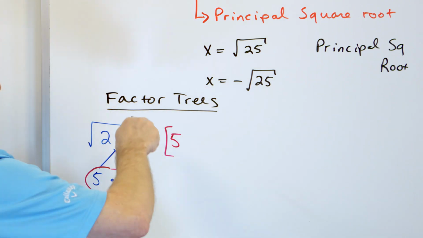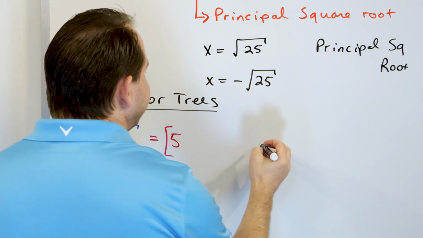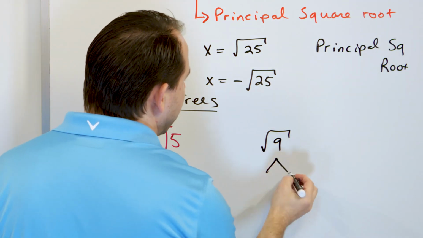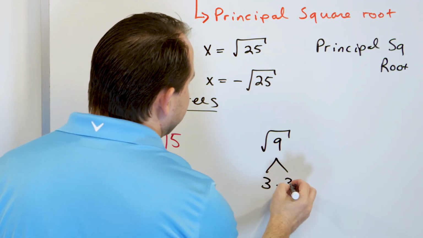So let's crank through. Now that you know the concept of a factor tree, let's go take a look at the square root of 9. You all know that 9 can be written as what? 3 times 3. That's the only thing I can really think of anyway.